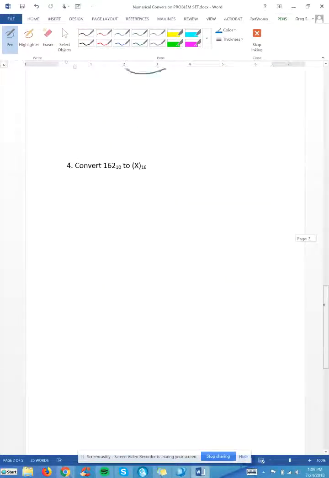In this particular case, we're doing the opposite. We're going from base 10 to base 16. Now, the number's a little bit larger, but we'll get through it because you're going to be dealing with these kinds of things when you're dealing with the real world. So here we have 162 base 10, and we're trying to convert that to hexadecimal.